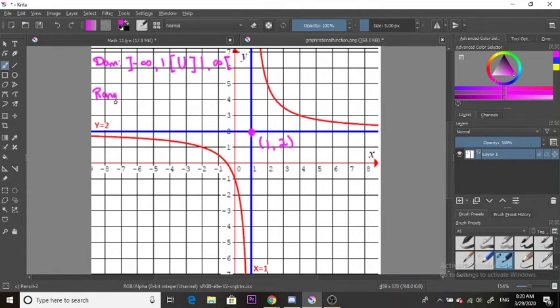Now let's look at our range. Same form, except instead of the h, we're going to be putting in our k. So we have negative infinity to +2, right? It starts from negative infinity and goes all the way up to +2. It doesn't touch it though. Then it starts again at +2 and goes all the way up to +infinity.